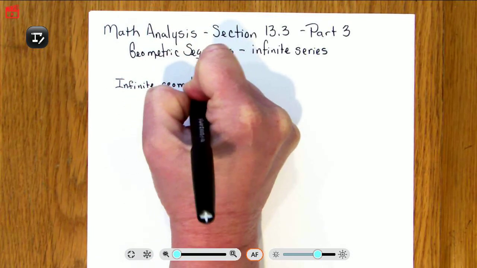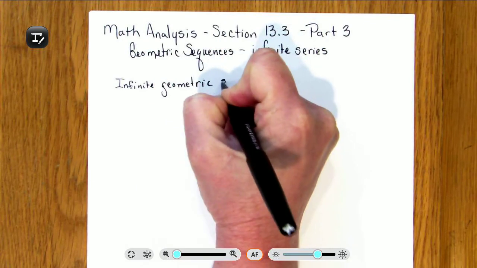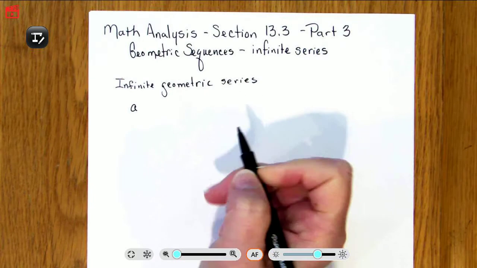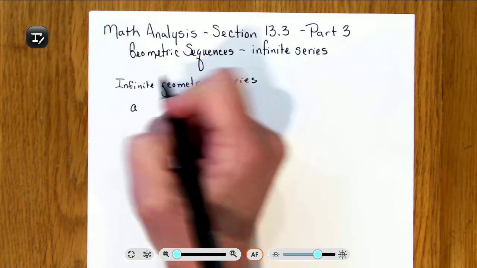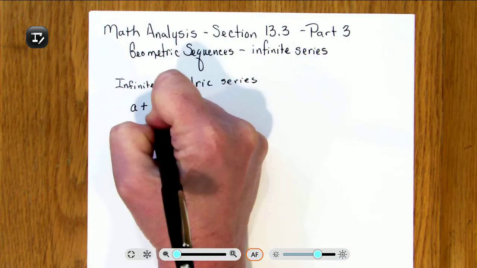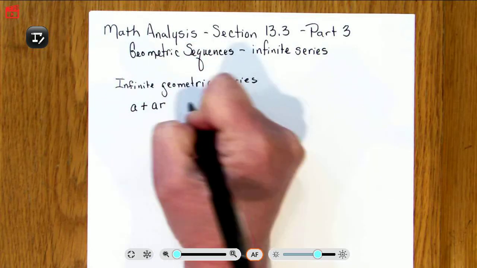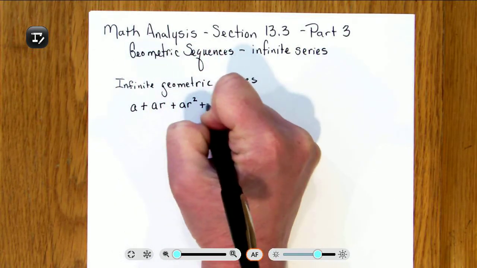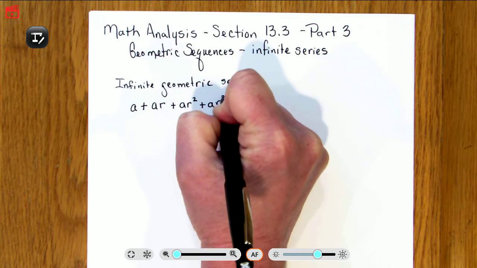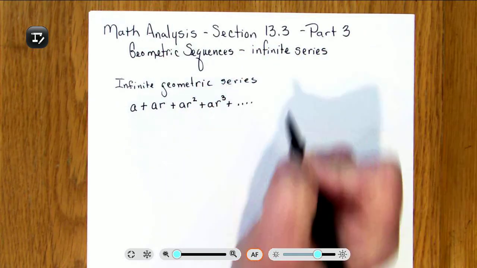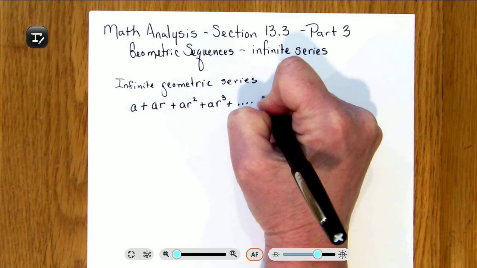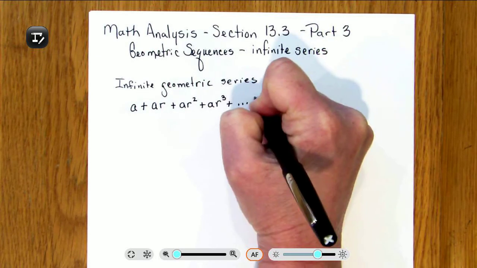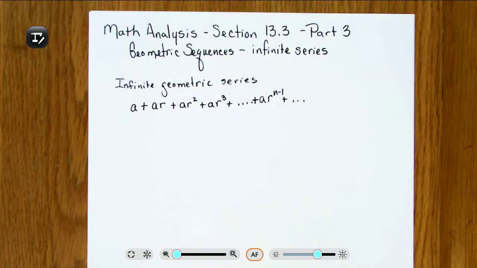Geometric series. And so that means we're going to take our geometric sequence, so our terms in the geometric, so reminder, that's when we multiply each additional term by that common ratio. And I'll put that nth term in there. Put a plus sign in front of there and keep going.